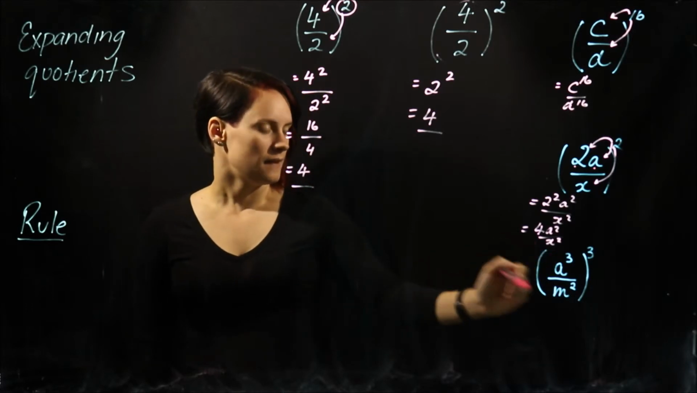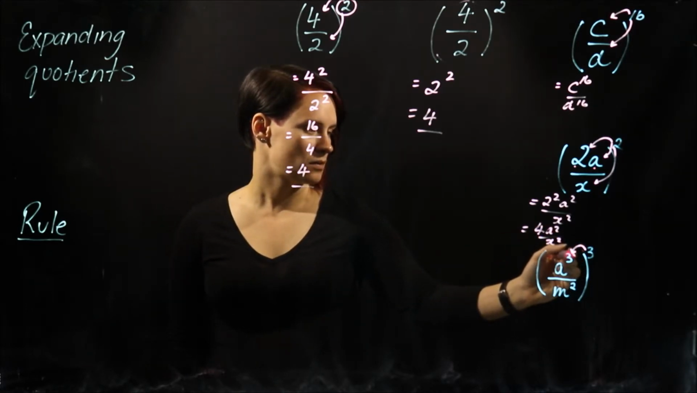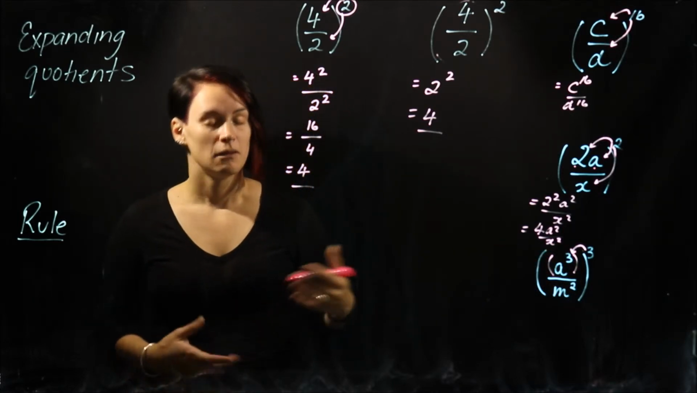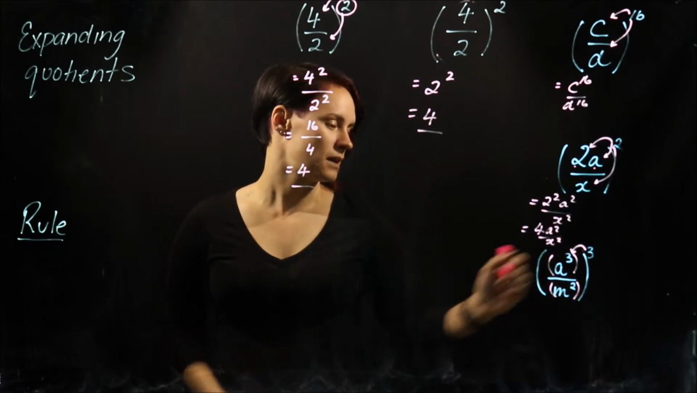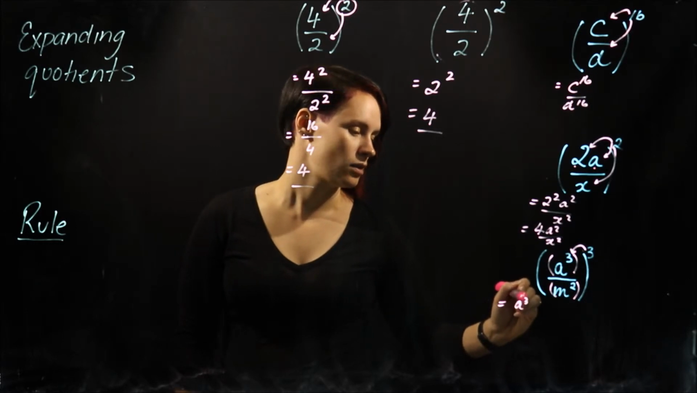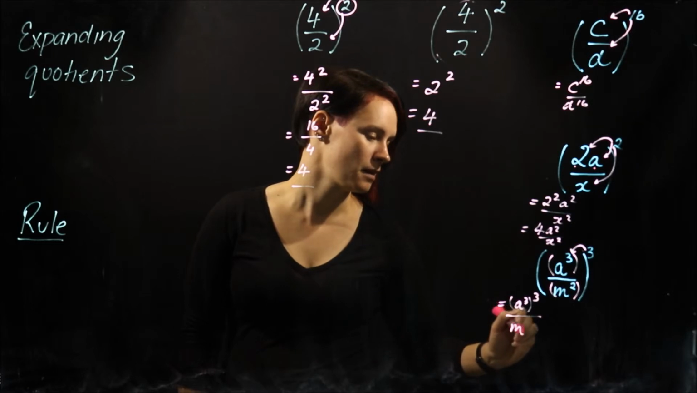Okay. In this example, we've actually got this index applying to something that already has an index. So we have to start using some other rules as well. If we think back to power of a power, we now have to apply this to something with a power already. So we're looking at a cubed all to the power of 3 divided by m squared all to the power of 3 as well.